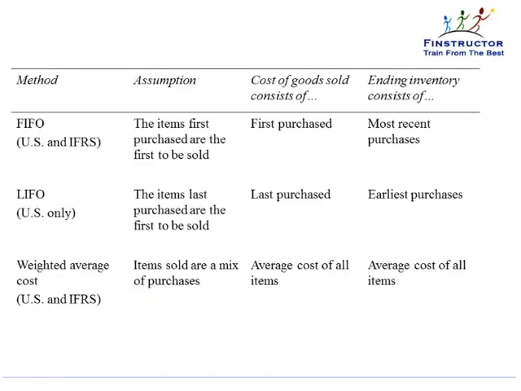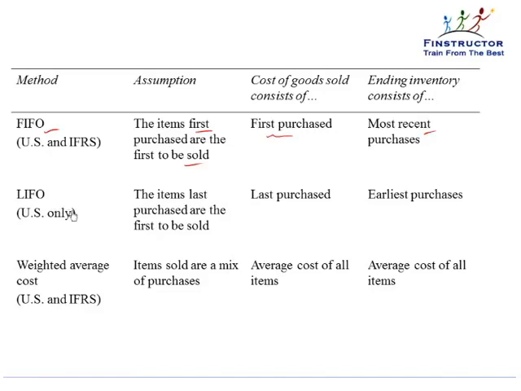Once again, FIFO assumes that items purchased first are the first to be sold. So cost of goods sold would consist of the items purchased first, and the ending inventory would consist of the items purchased last, or the most recent purchases.